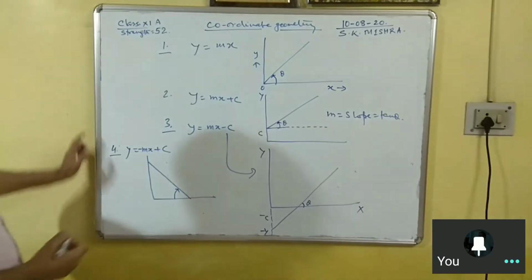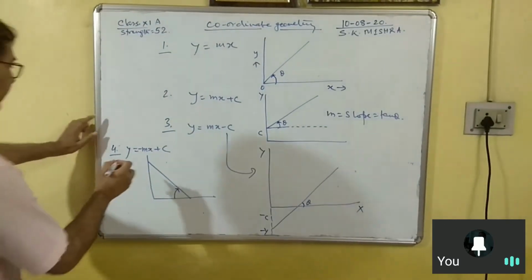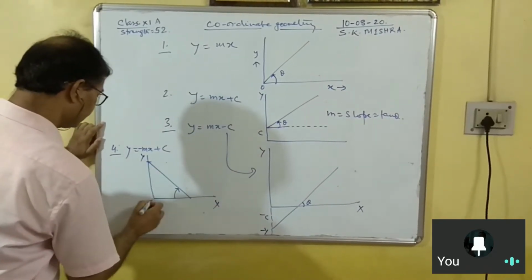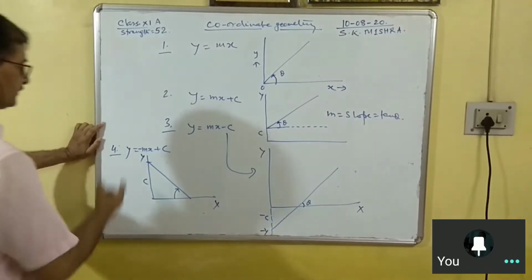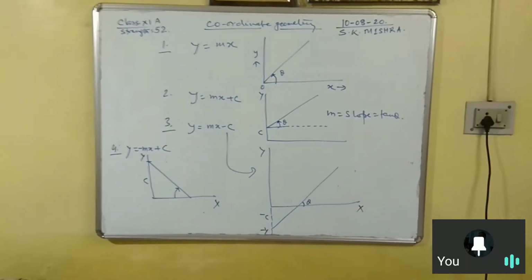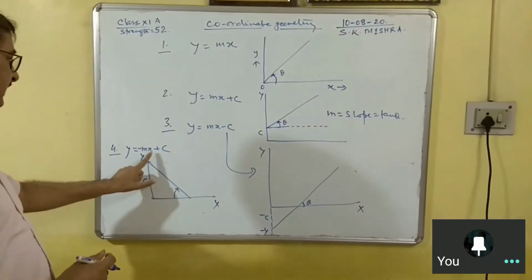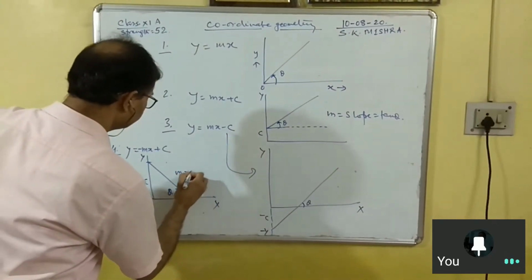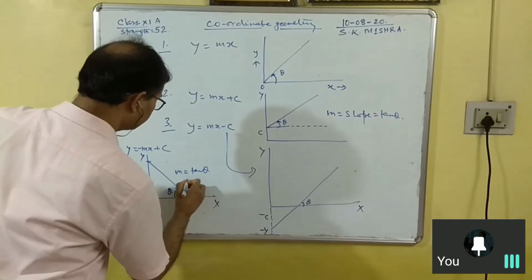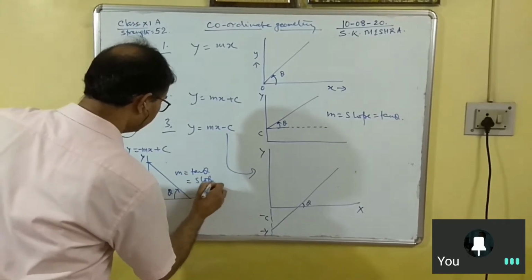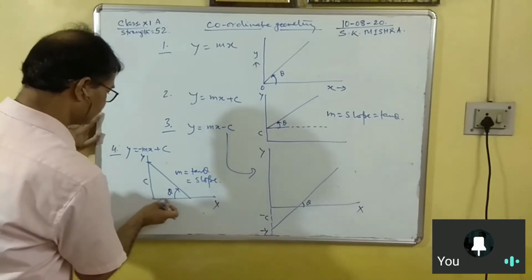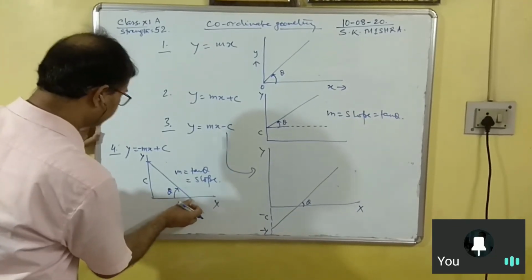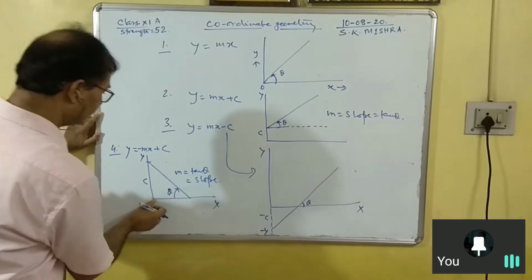Now this is the y-axis, this is the x-axis, and this is called c, positive c. So this is the graph plotted between y and x, and m is tan theta, equal to the slope. What it shows is that with an increase in x, y will decrease. For a particular value of x, y becomes 0.